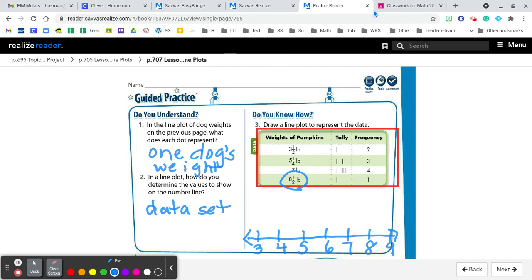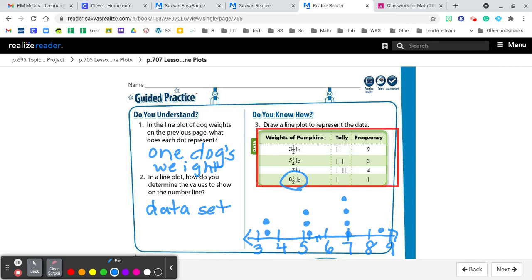So for 3.5, there's 2. So I can put 2 dots. For 5.25, you want to realize where a quarter is going to be. It's not going to be in the half. There's going to be 3 dots. Line them up with the other 2 that you already made. For 7 pounds, there's going to be 4 dots. That goes right on the 7. 1, 2, 3, 4. And for 8.5, which would be halfway between the 8 and the 9, there's 1 dot.